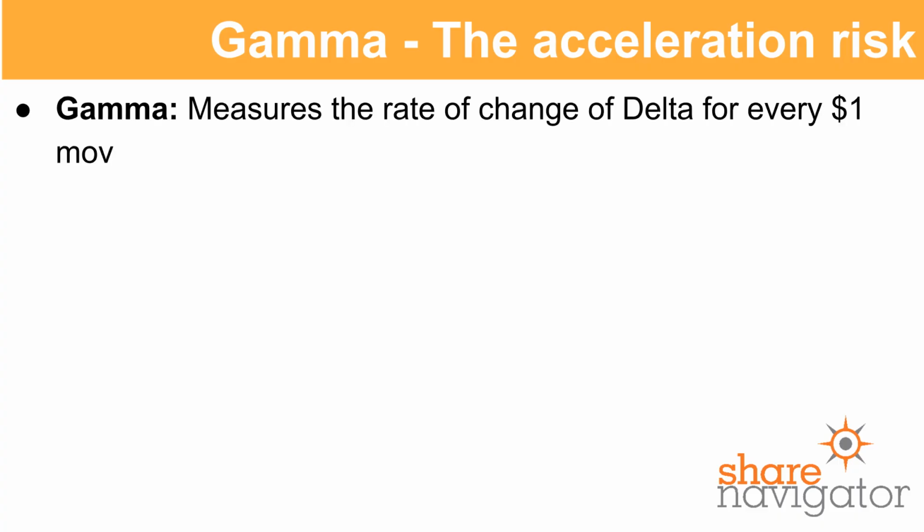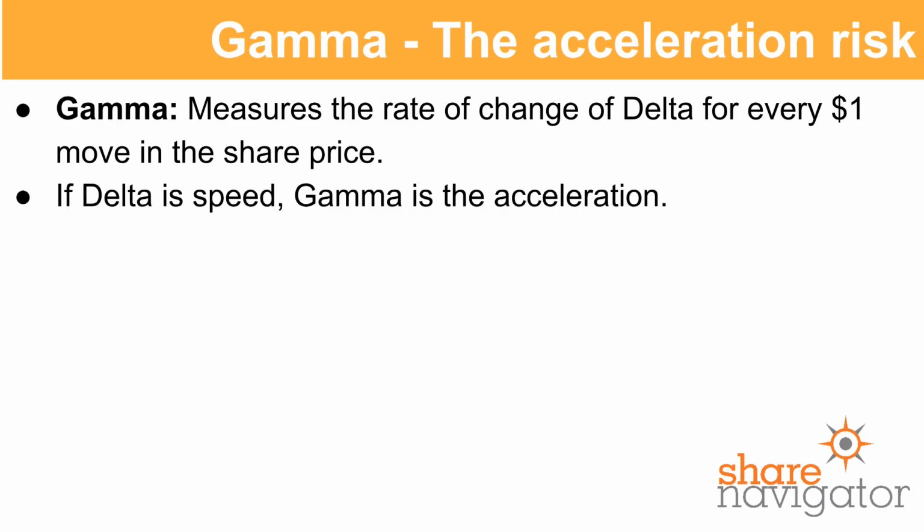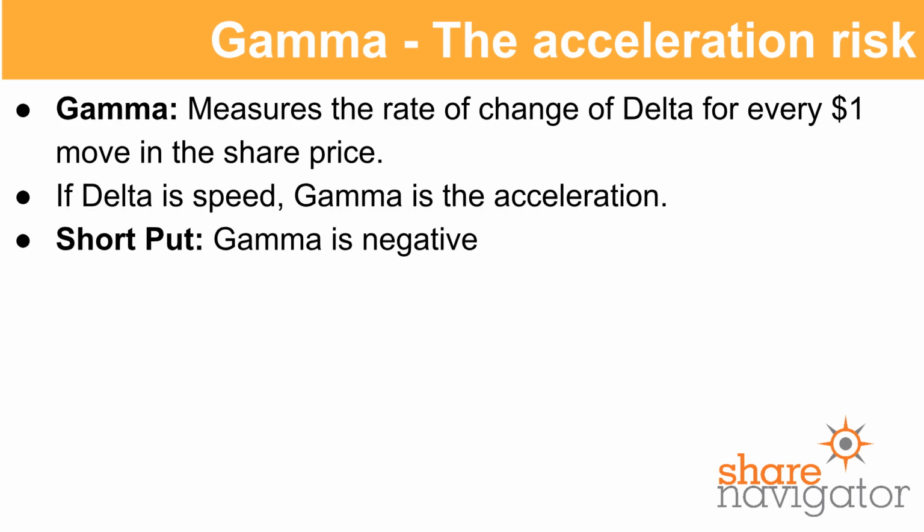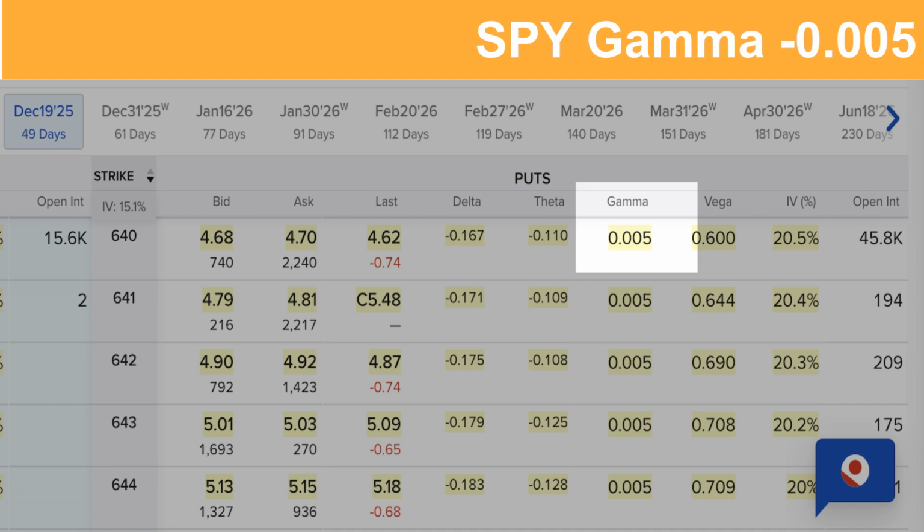Okay, in episode 3, we discussed what delta was. Well, gamma measures the rate of change of delta for every $1 move in the share price. So if delta is the speed, gamma is the acceleration behind the speed. And for a short put, gamma is always negative. Again, we're looking here at the option quote screen for SPY, and you can see that the gamma value is 0.005. But remember, we've sold this put option, so that becomes a negative for us. So our gamma is minus 0.005.